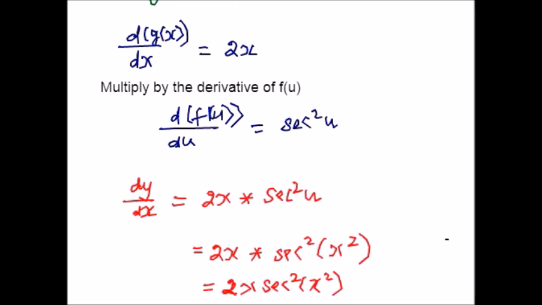So all you have to do is differentiate g and multiply by the derivative of f. That is called the chain rule. Hope you are clear with the chain rule now.